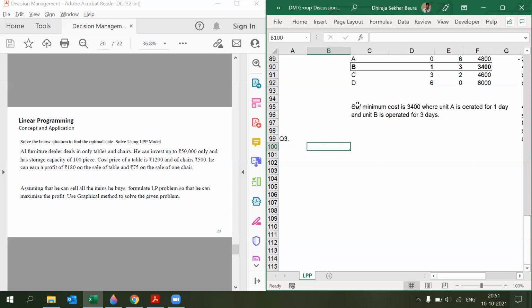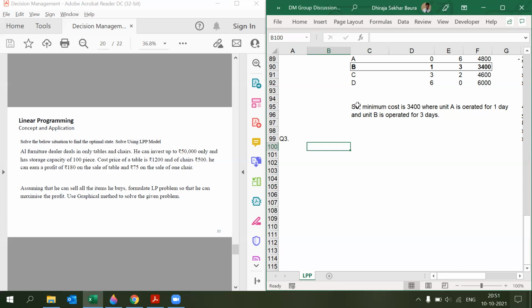And has storage capacity of 100 pieces. Is this a constraint? Is this objective? Constraint. Perfect. Everybody got it? Nobody is in doubt, right? If a range is given, like in between this, it is always a constraint. Any kind of limit is a constraint only.